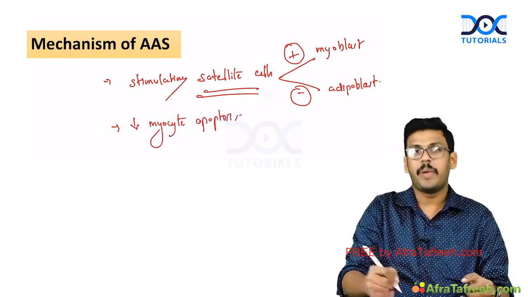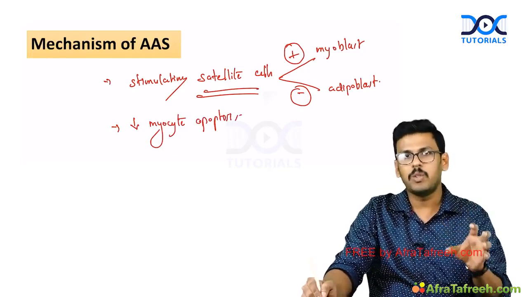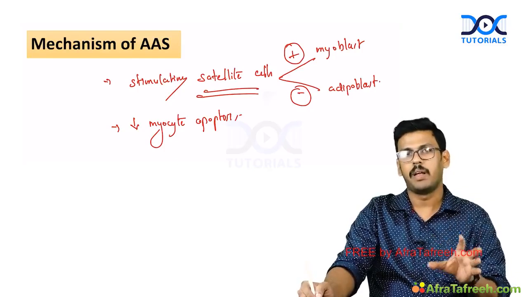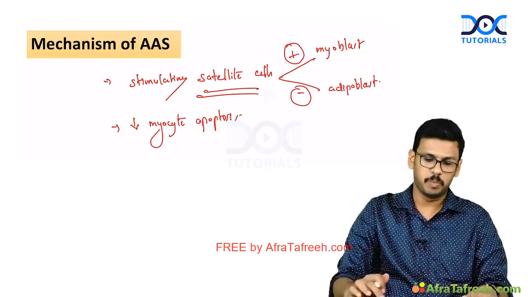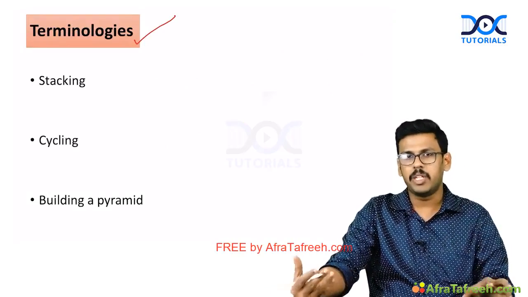So these two are the major mechanisms with which they enhance the muscle mass, and they also alter the body composition in a favorable manner by reducing the visceral adipose tissue. Now, there are certain terminologies in relation to doping.